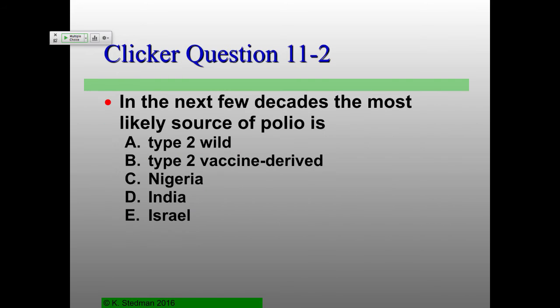So on that note, we'll have another clicker question, and this should hopefully be very straightforward. In the next few decades, the most likely source of polio is: type 2 wild virus, type 2 vaccine-derived, Nigeria, India, or Israel. Of course it's Israel. It's right there in the protocols design. Israel, I'd say, I can mention this now, there was a big outbreak of vaccine-derived polio in Israel 3 years ago.